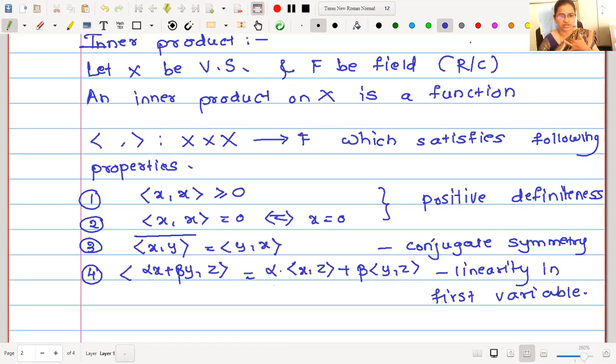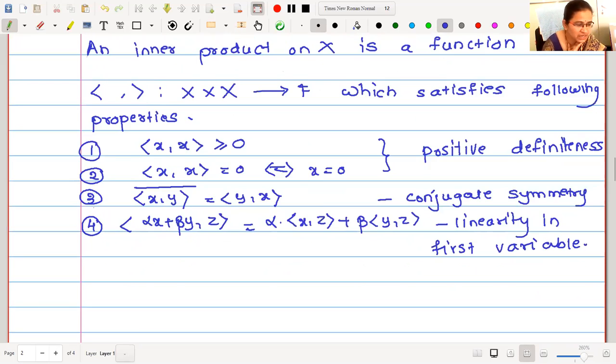Third property is conjugate symmetry. That is, the inner product of x with y is the conjugate of the inner product of y with x. Then the fourth property is linearity in the first variable only. Any function satisfying these four properties is known as an inner product, and a linear space together with this inner product is known as an inner product space.